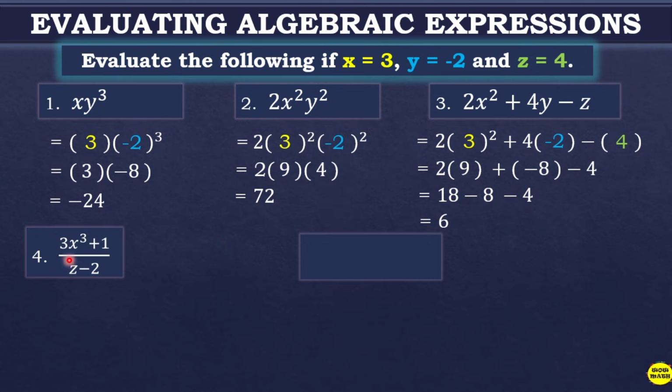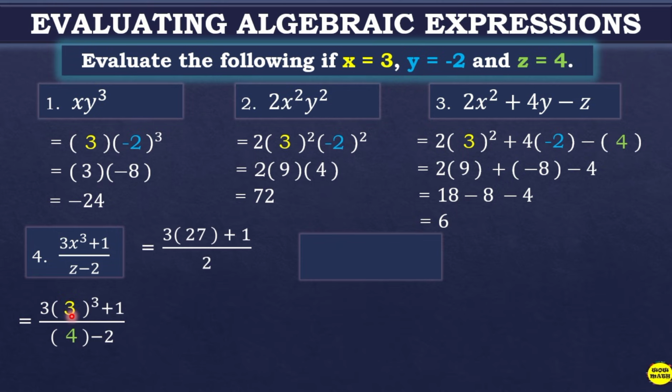So, I have here 3x cubed plus 1 over z minus 2. So, substitute muna natin lahat. Your x is 3. So, lagay natin si 3 plus 1 over yung z mo is 4. 4 minus 2. Okay, so simplify natin. Tatlong 3. 3 times 3, 9 times 3, 27. So, ayun na siya. Okay, and then simplify mo to. 4 minus 2, that is 2.